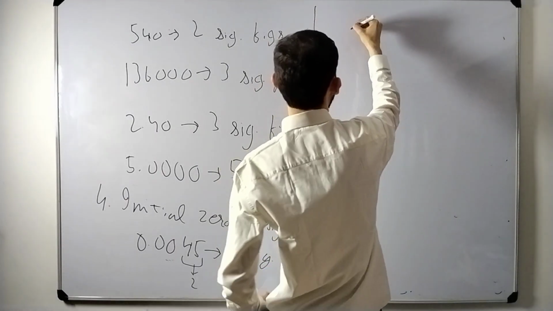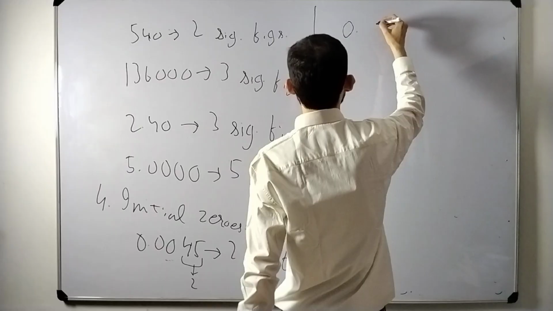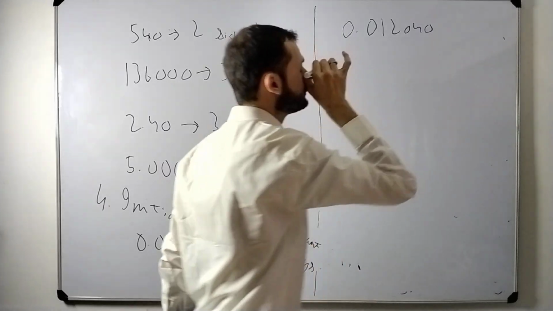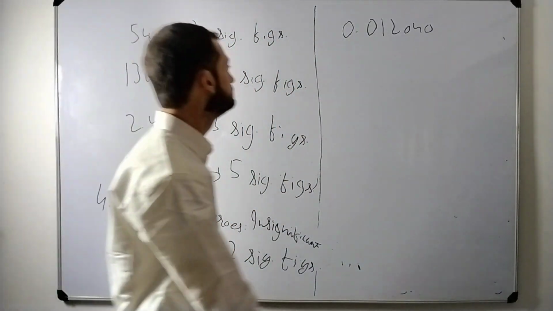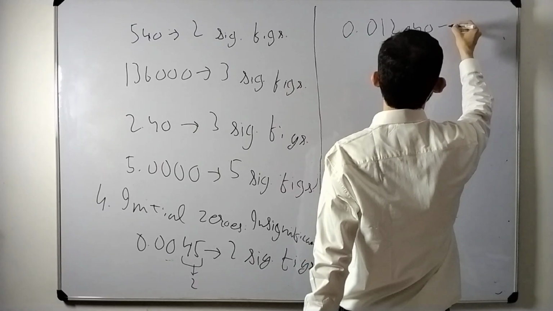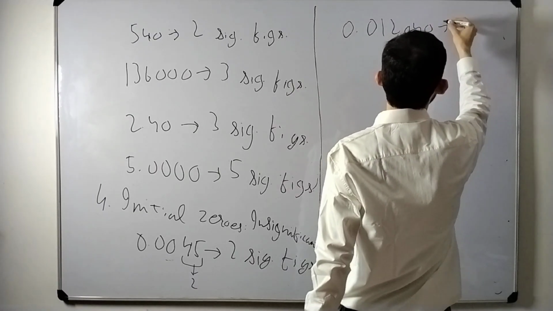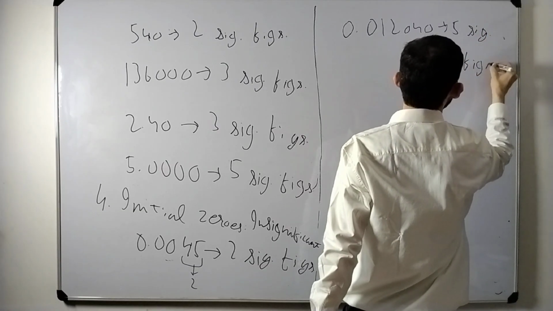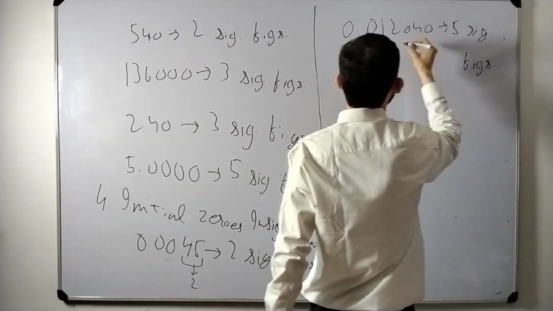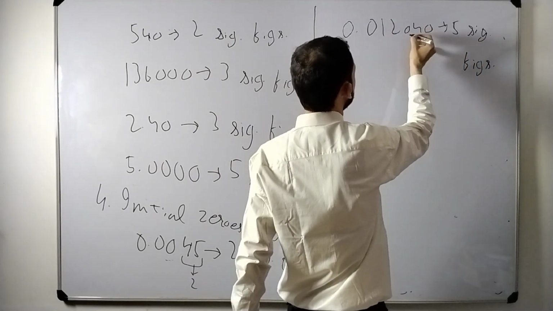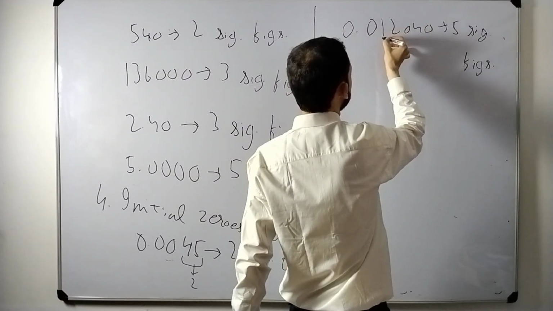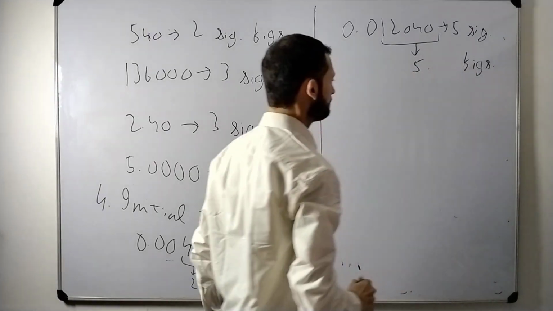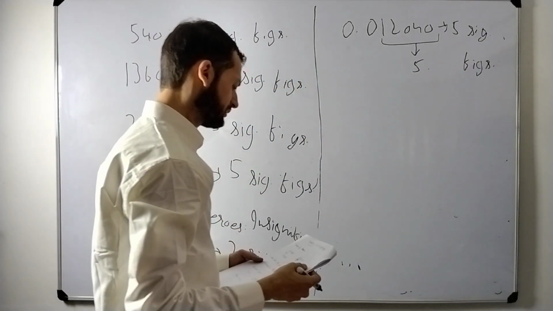So what if suppose you say 0.12040? Now what would you say? This has 5 significant figures. Sir, how not 6 or 4? Because this final 0 I would take into account according to the definition that we have discussed.